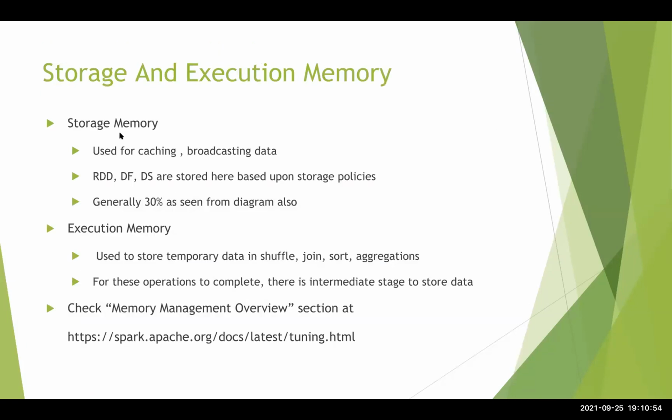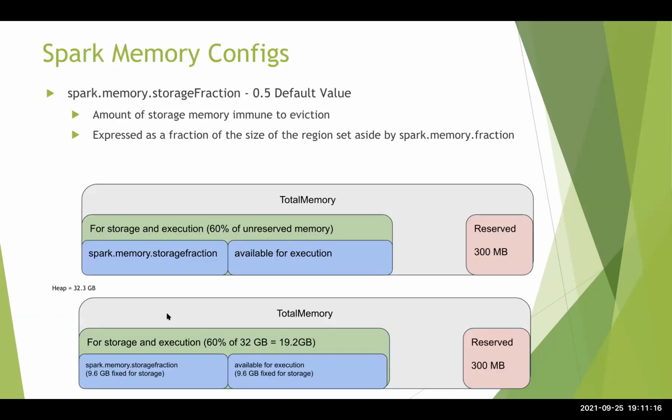Now storage memory is used for caching and broadcasting data. Actually, broadcasting data is used in the storage memory. My mistake, I said it is used for execution, but it goes in storage memory. RDDs, data frames, and datasets are stored here based on storage policies. We discussed it, right? Disk only, disk and memory and everything. Generally 30% as seen from the diagram. So if you consider this 60% and 50% of 60%, right? How much does it come to for the total?